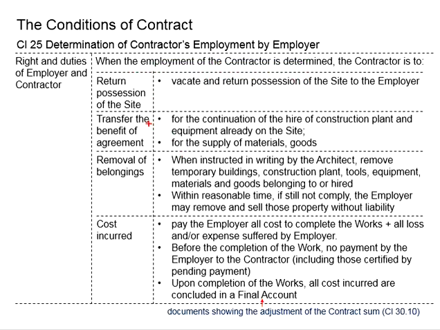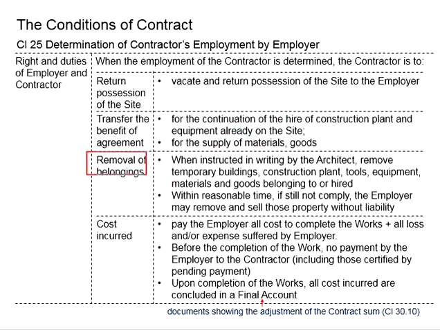Next, transfer the benefits of agreement. The purpose here is for the continual hiring of the construction plants and the equipment which is already on site. It is also for the supply of materials and goods. This will allow smooth transitions from one contractor to another contractor who is continuing the works. Whichever thing is supposed to be on site will remain on site.